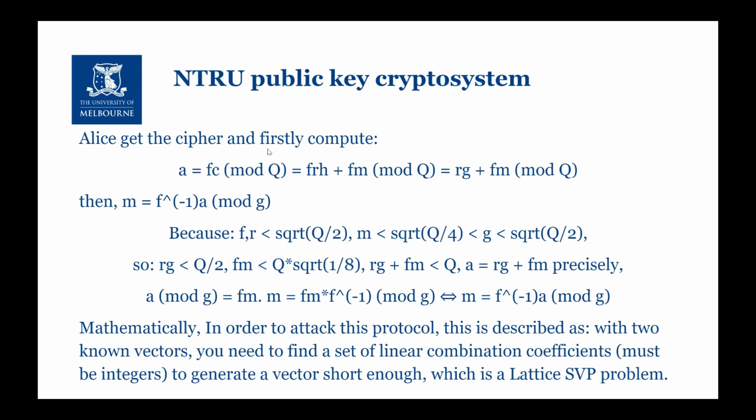Then Alice gets the cipher and firstly computes rg plus fm mod q. We can easily know rg plus fm is less than q, so a equals rg plus fm precisely, and we can easily recover the message with the formula like this. Mathematically, in order to attack this protocol, this is described as, with two known vectors, you need to find a set of linear combination coefficients that generate a vector short enough, which is a lattice SVP problem.